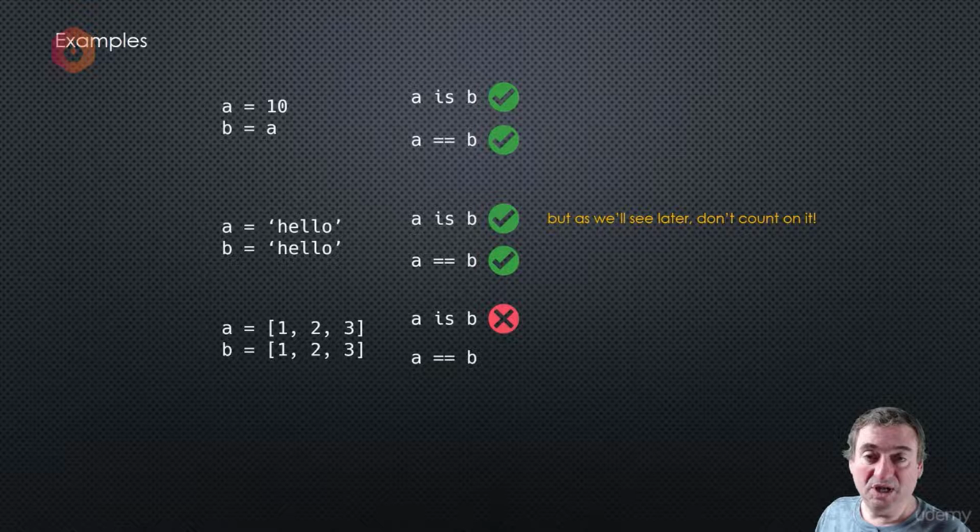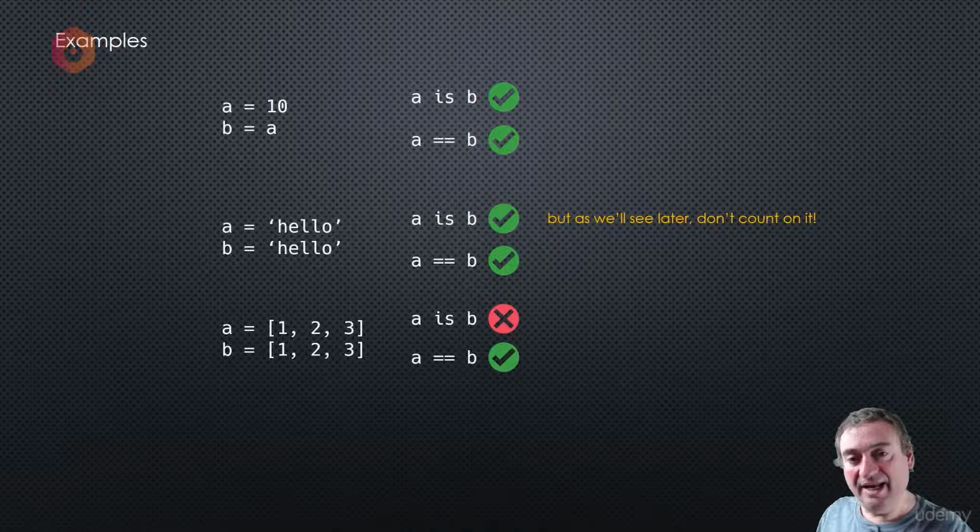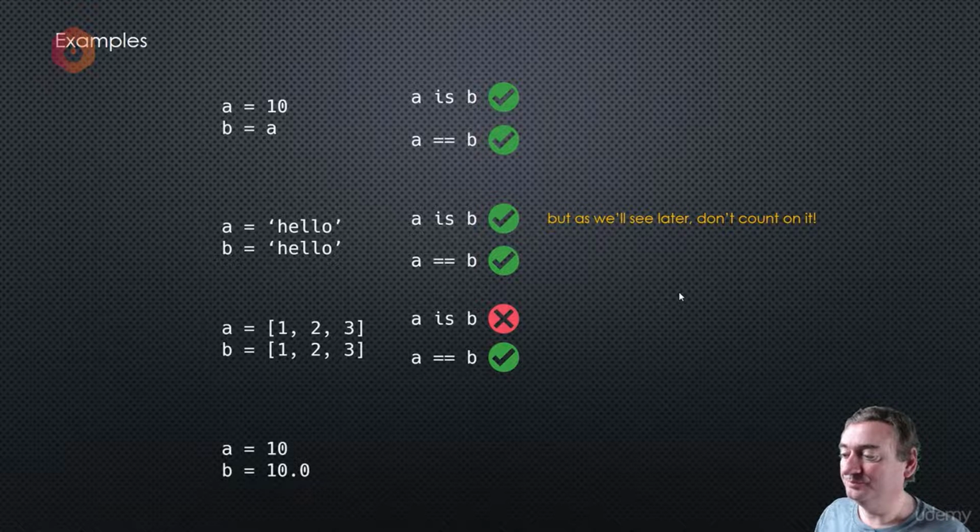However, the two lists are actually equal in terms of values, and so that will return true. And we'll look at equality of lists later, because it can actually nest deeper. You can have lists within lists, or dictionaries within lists, within dictionaries, and the equals equals will actually dig down into all those nested data types.